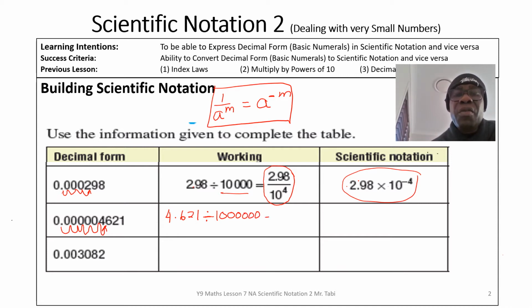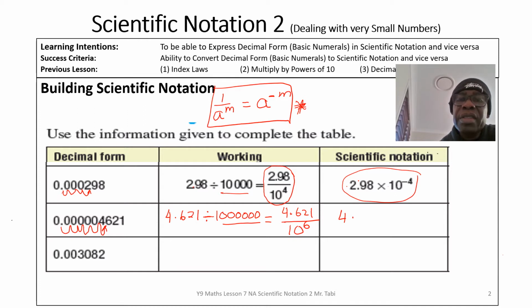But another way of writing this is 4.621 divided by 10 to the power of 6. Because since there are 6 zeros, that's 10 multiplying itself 6 times. And if you write it that way, and if you apply this understanding, then we can write this as 4.621 multiplied by 10 to the power minus 6.